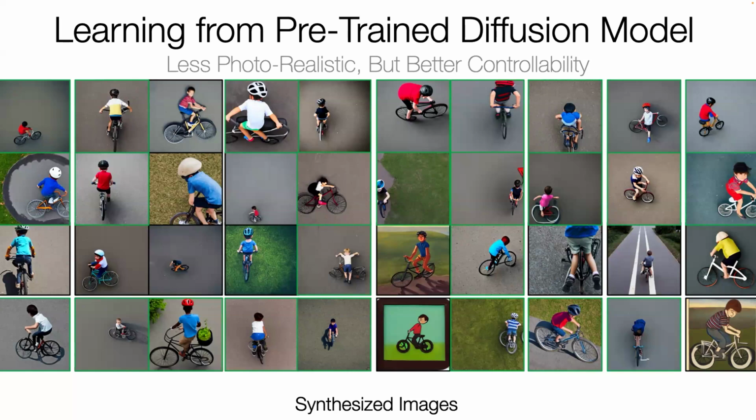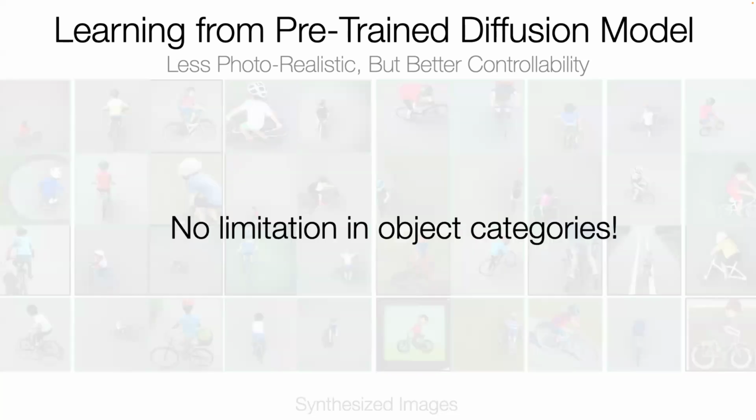And the really strong advantage of using the pre-trained diffusion model for image generation is that we can do some prompt engineering so that we can get more of the results we want. And the big advantage of this kind of method is that there's no limitation in object categories because you can synthesize any HOI images.